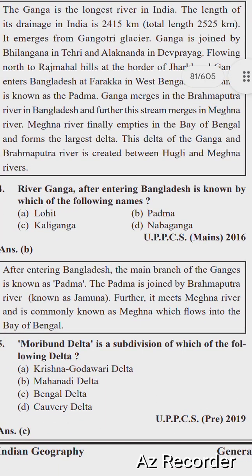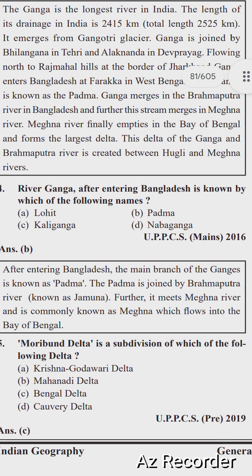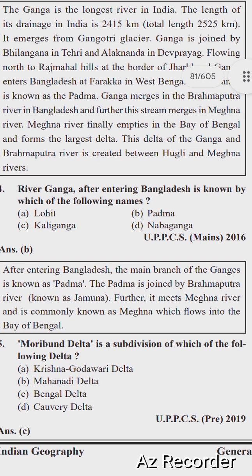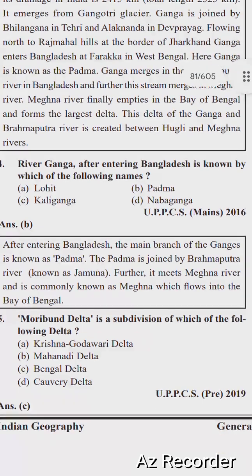After entering Bangladesh, the main branch of Ganga is known as Padma. The Padma is joined by the Brahmaputra River, known as Jamuna. Further it meets the Meghna River and is commonly known as Meghna, which flows into the Bay of Bengal.